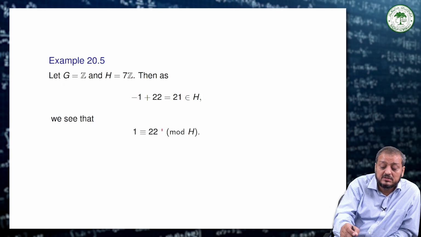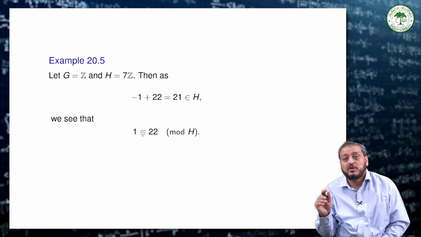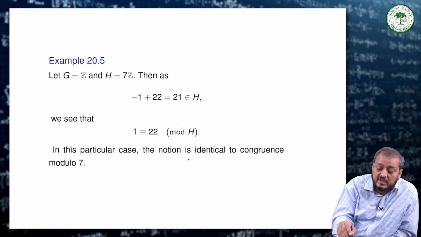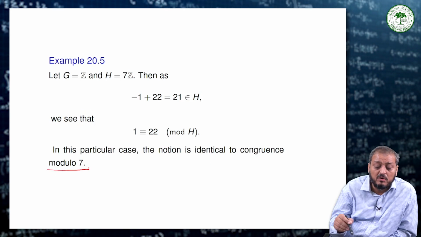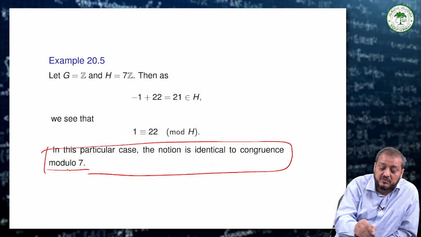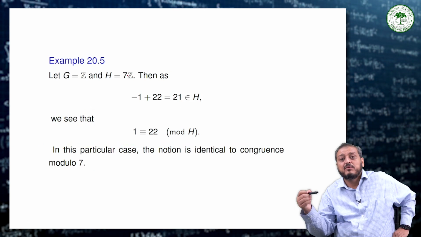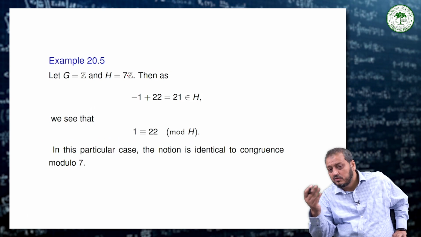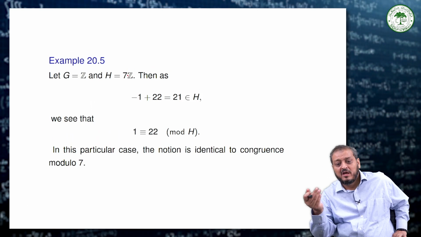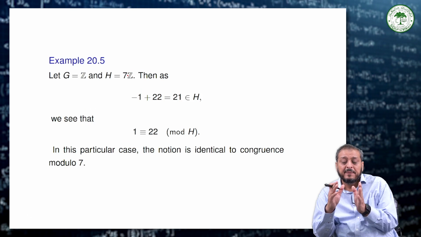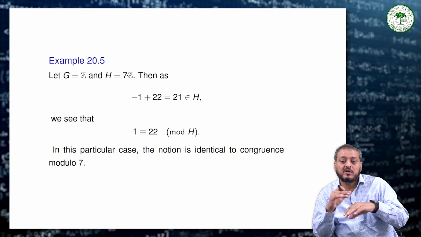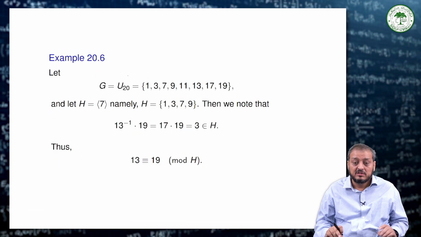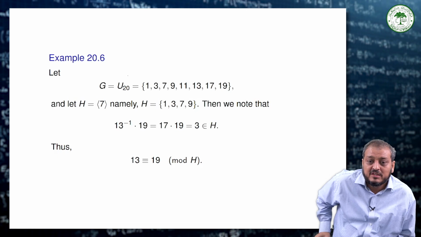So clearly 1 is congruent to 22 mod H, and in this particular case the notation is identical to congruence modulo 7, because in general we have multiples of 7. So 22 minus 1 is 21, and 7 should divide 21. So in this case this is a particular case where the notation is identical to congruence modulo 7.